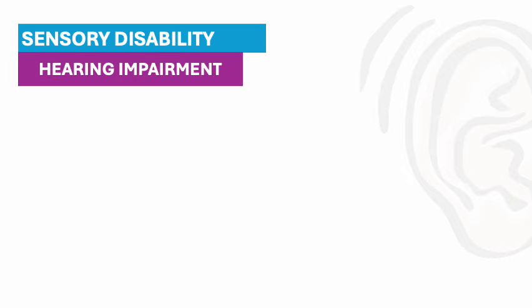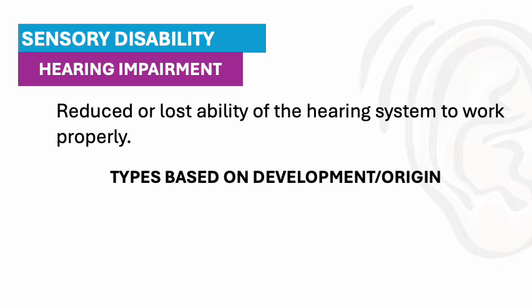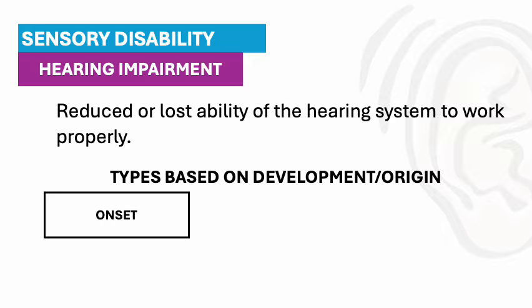Now that we've looked at visual impairments, let's turn our attention to hearing impairment, which affects how a person perceives and processes sound. Hearing loss can be congenital, present at birth due to genetics, prenatal factors, or birth complications, or it can be adventitious, which is acquired after birth from illness, injury, aging, or exposure to loud noise.